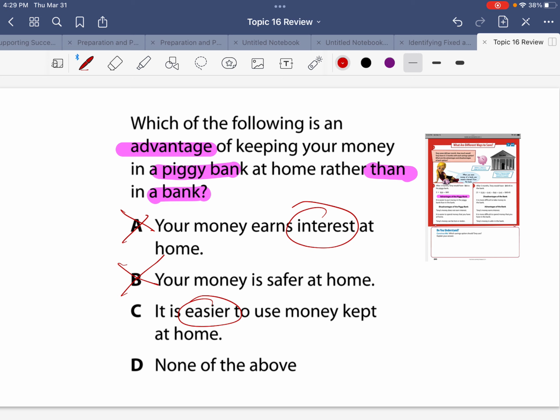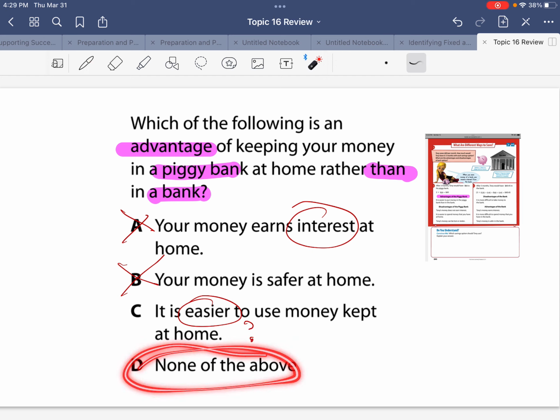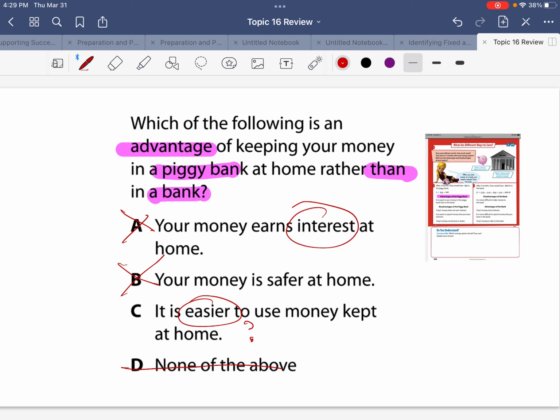C, it's easier to use money kept at home, okay? So every single time you get home, your parents get home from work or you get home from school, you see that money in the piggy bank, it's easy for you to use. You can say, oh, I have $10 already. I'm going to go buy shoes. Oh, I have $20 already. I'm going to go buy a game. It's right there in front of you. It's easy access, okay? So maybe it's C. D, none of the above, okay? It's not D. My answer is C. You go home, you see that money every single day. It's easy for you to use.